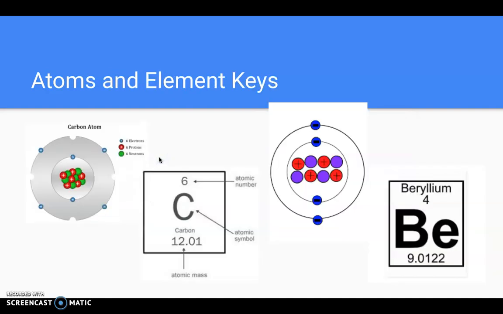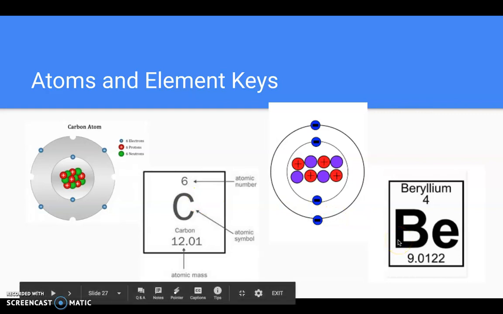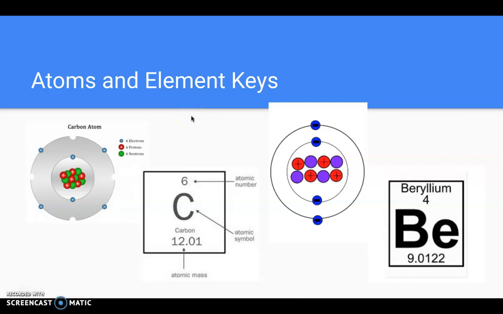Okay, so we have now some more examples of Bohr models of atoms, and we also have two element keys. So I want you to pause here for a moment and see if you can come up with some similarities between the atom, the atomic structure, and what is labeled on the element key.